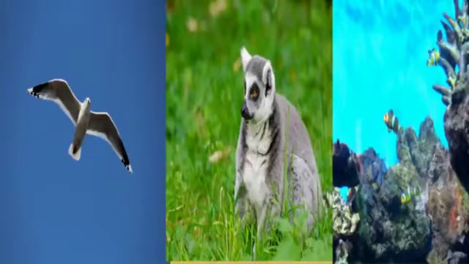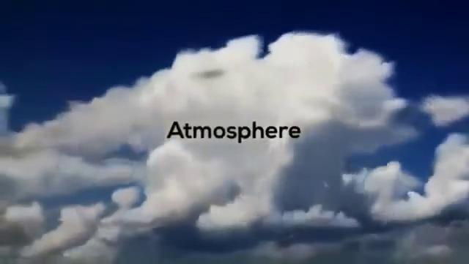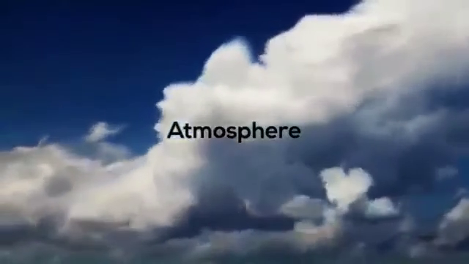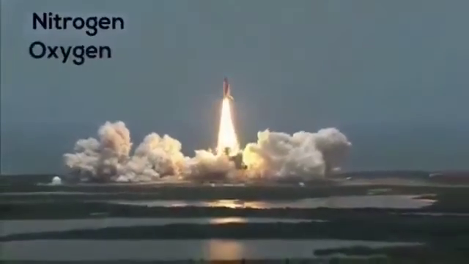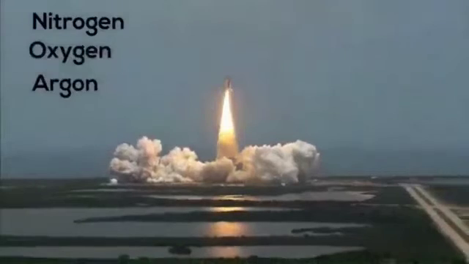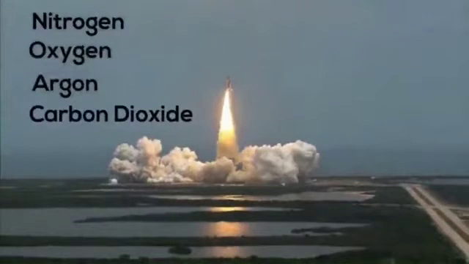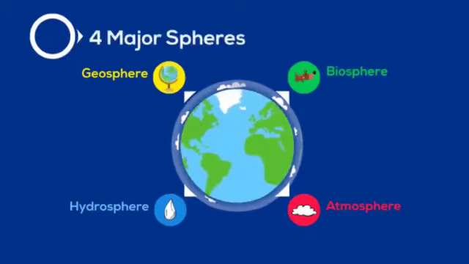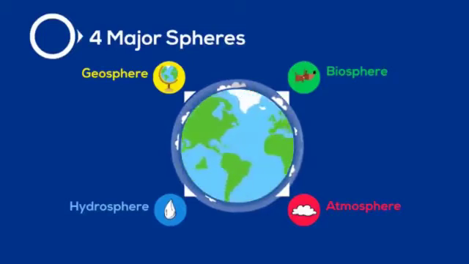And finally, our atmosphere is the layer of gases surrounding our planet. The atmosphere of the Earth is composed of nitrogen, oxygen, some argon, carbon dioxide, and some other gases in small amounts. These gases are held in place by the pull of gravity. So there we go, the 4 spheres of the Earth: the geosphere, the hydrosphere, the biosphere, and the atmosphere.